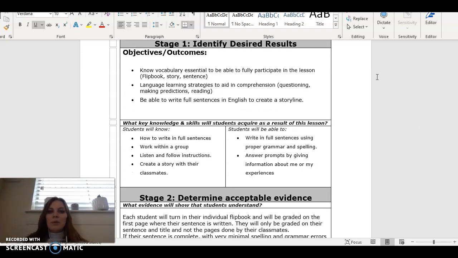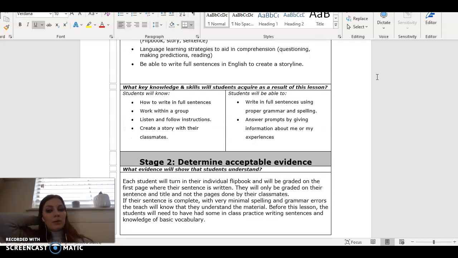The objectives and outcomes for this lesson plan are to know the vocabulary essential to fully participate in the lesson. So vocabulary words such as flipbook, story, sentence, so the students know what we're talking about, know what these things mean, and can build on that. And then language learning strategies to aid in comprehension, like being able to use context clues, which is a big one, and questioning, especially making predictions as they read.